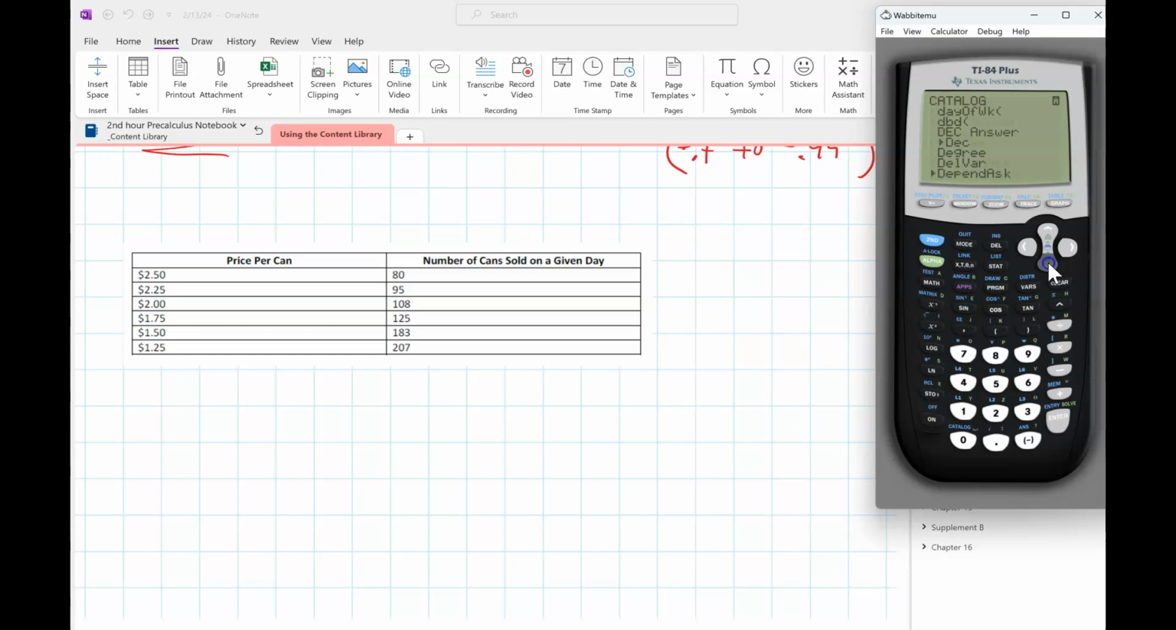That saves me a bunch of searching. And now I'm going to just scroll down until I see diagnostic on.